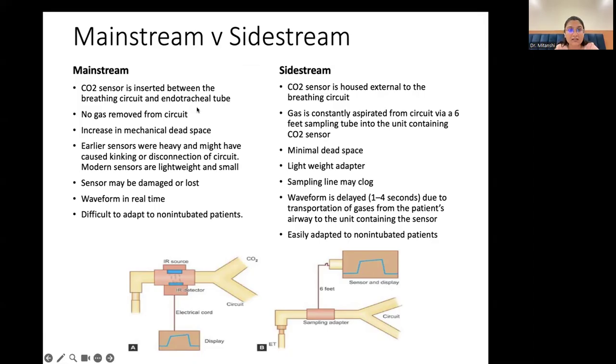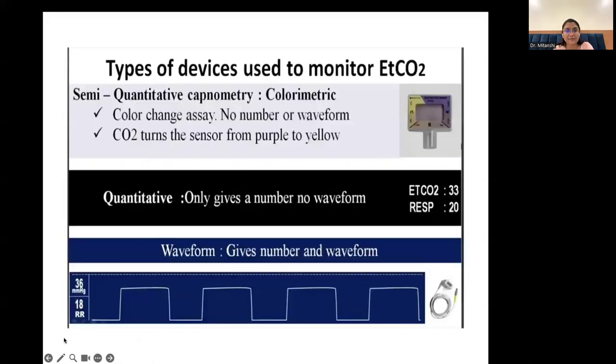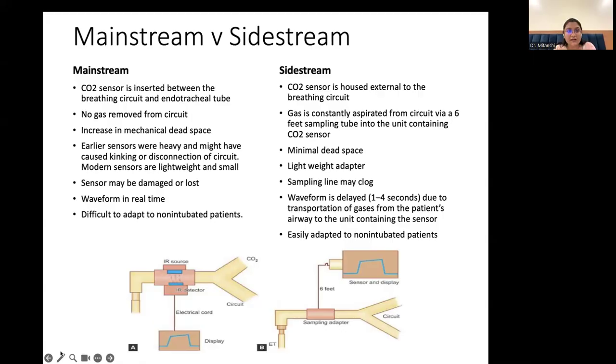Like you see here, the CO2 sensor is inserted between the breathing circuit and the endotracheal tube. The mainstream CO2 sensor sits there, and there is no gas removed from the circuit. Earlier sensors were very heavy and used to increase the dead space in the intubation circuit, and they might get damaged or lost, and they are very expensive. So mainstream circuits are very rarely used, while the side stream circuit is a very big component of monitoring in our anesthesia. We use it in our hospital setup as well.